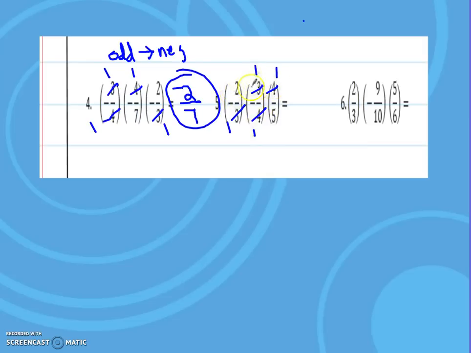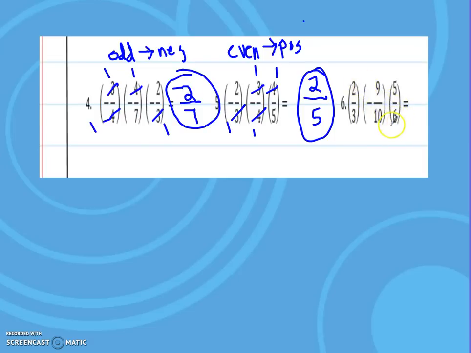Top times top times top. 2 times 1 is 2. 2 times 1 is 2. 1 times 1 is 1. 1 times 5 is 5. I have an even amount of negatives, so the answer is positive 2/5.